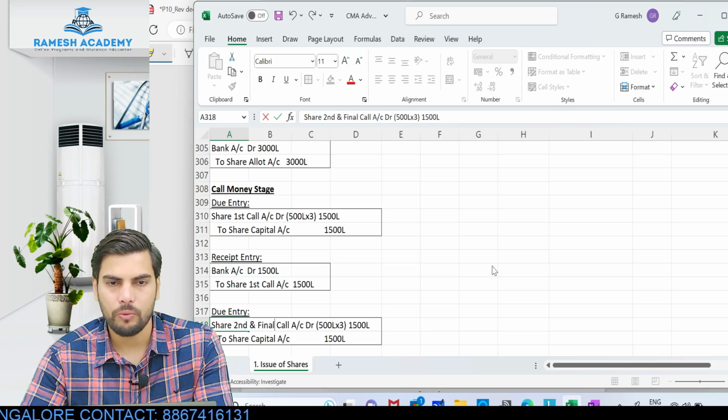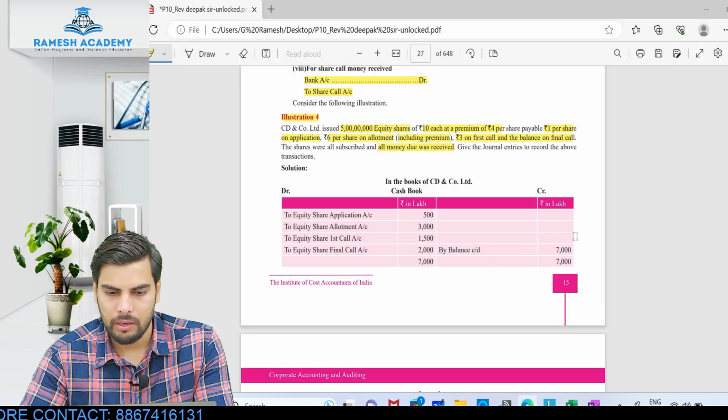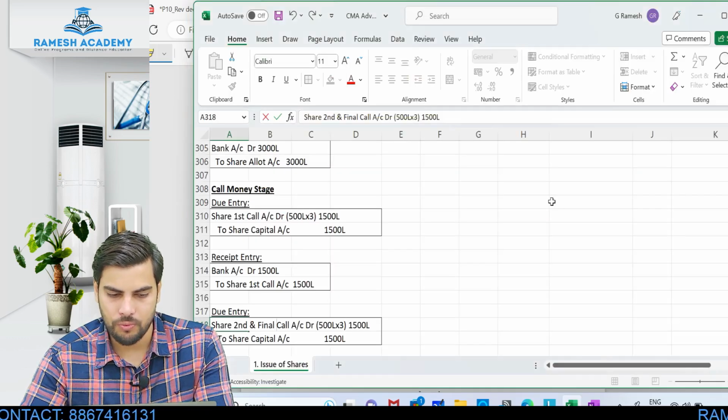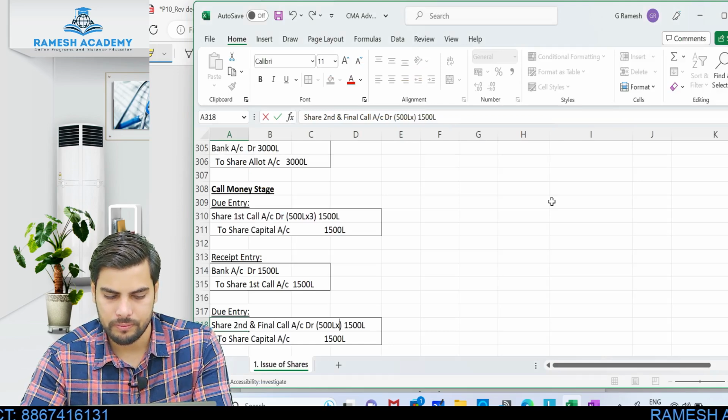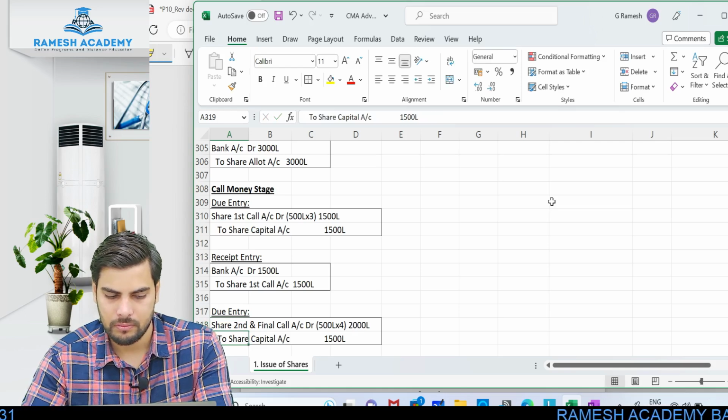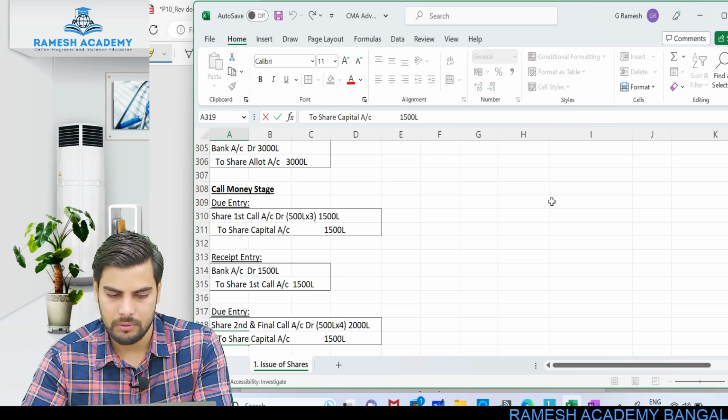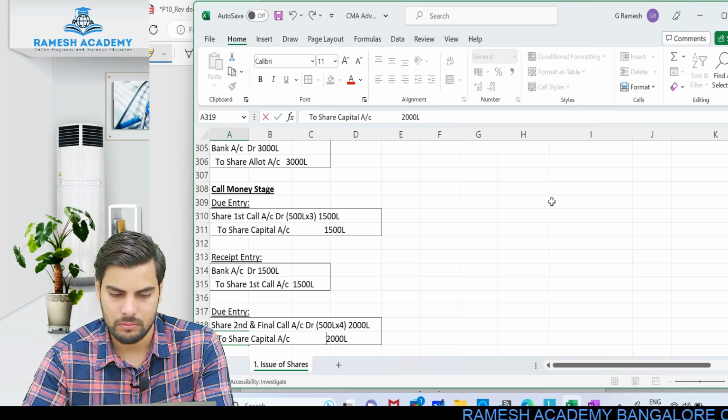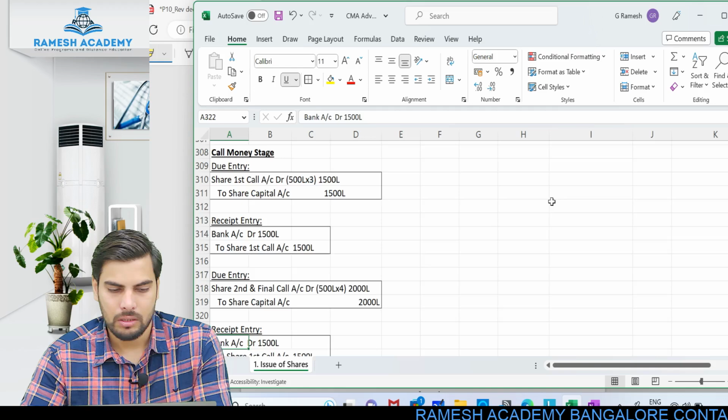Okay, and what was the amount which was due? They have clearly mentioned that the balance amount is 4 rupees. So 500 into 4, this would be 2000 lakh to share capital. This would be the entry.